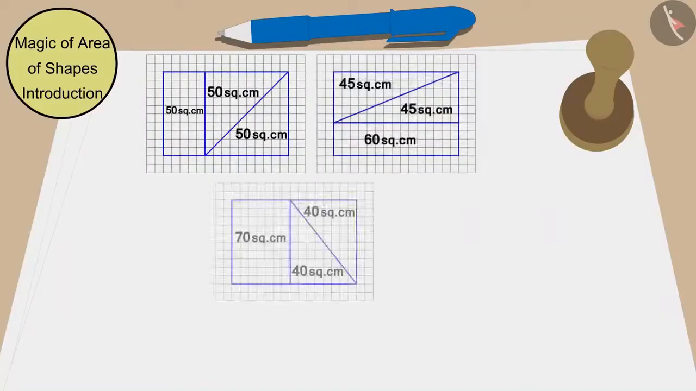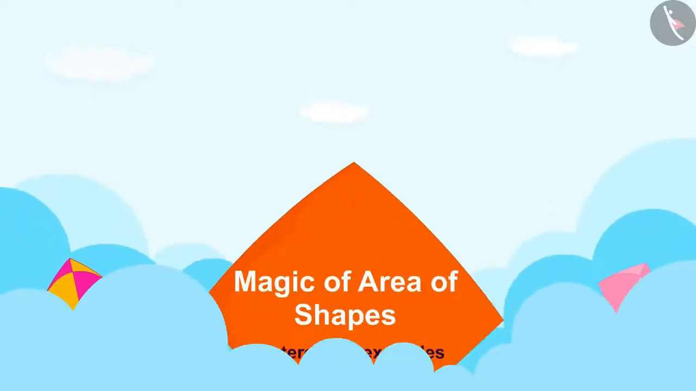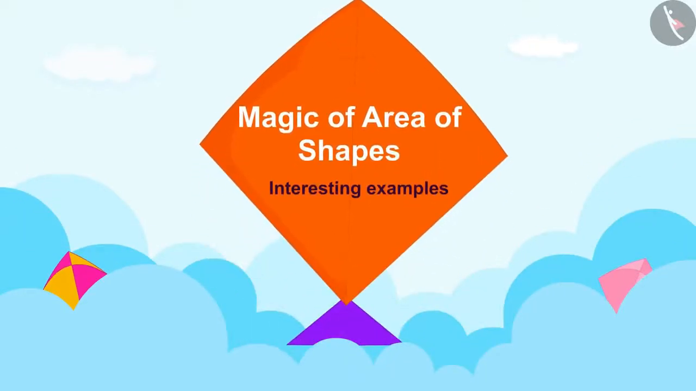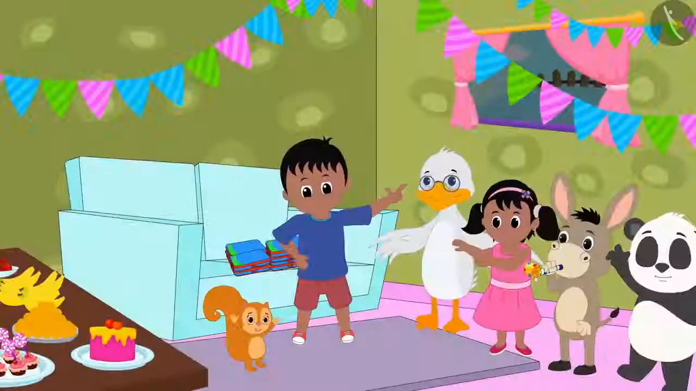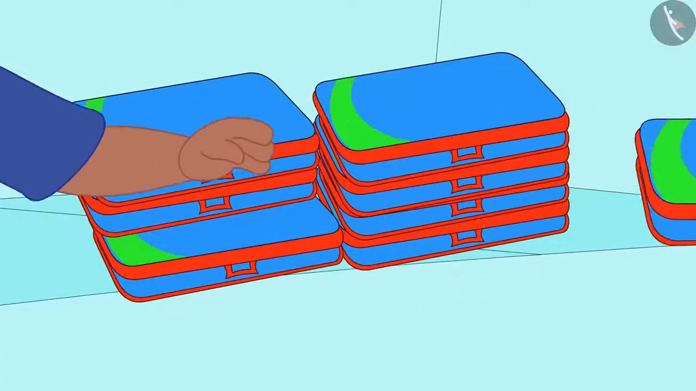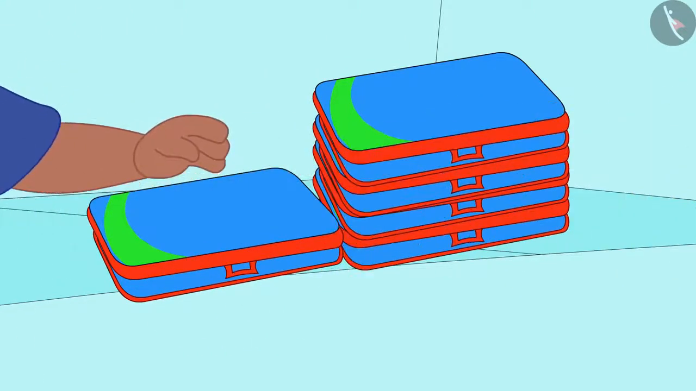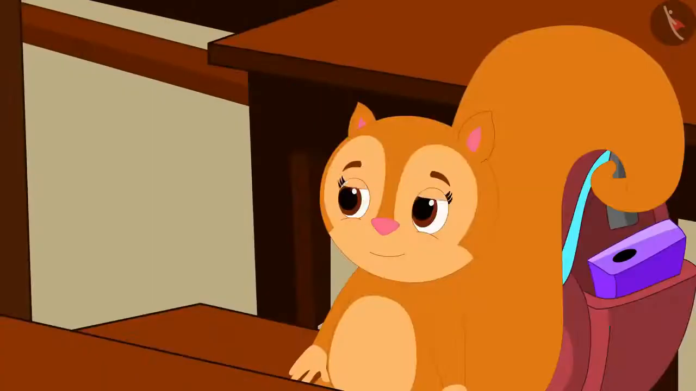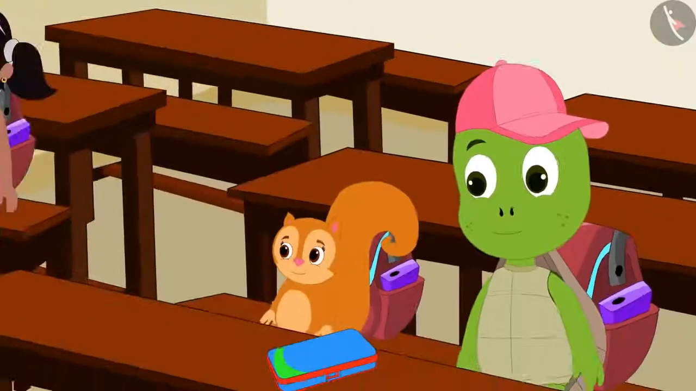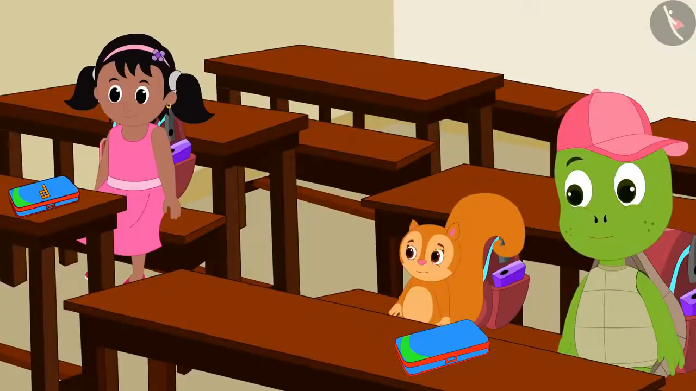Hello children! In the previous video, we saw some unique examples of finding areas of shapes. In this video, we will see some more interesting examples. At Raju's birthday party, Raju gave compass boxes of the same design to all the children. The next day, Pinky, Chanda and Tufan get excited and bring their new compass box to school.